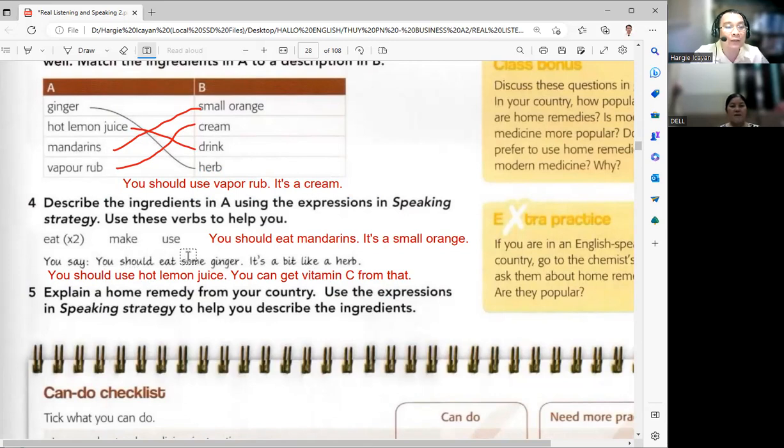You should eat some ginger. It's a big herb. Very good. You should use hot lemon juice. You can get vitamin C from that. Okay. Then, you should eat mandarins. It's a small orange. Very good.